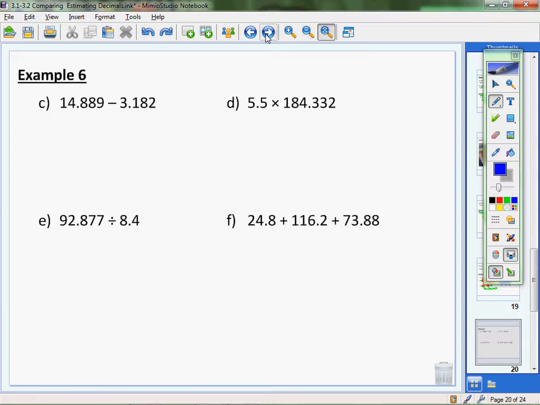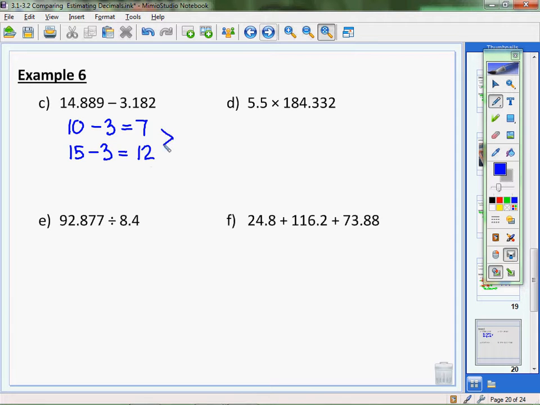All right, we have a couple more examples that we'll work through together. Example 6, part C. And for these, you can choose which way you want to estimate. In part C, you might find it easy to round to the highest place. So it would be 10 minus 3, which is 7. Or you might say, you know what, this is small enough, I can round to the nearest whole number. 15 minus 3 is 12.